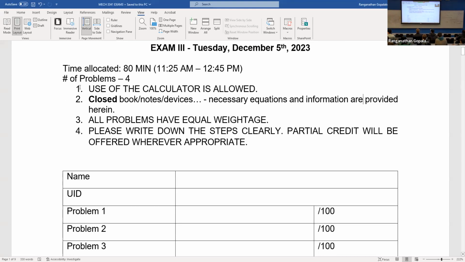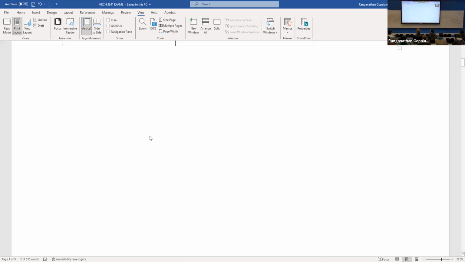Okay. So calculator is allowed, closed book, closed notes. So no, you don't have to bring any sheet, any book, anything. Whatever information you need for the exam is provided in this exam itself. Okay, 4 problems, all have equal weightage, just like usual.